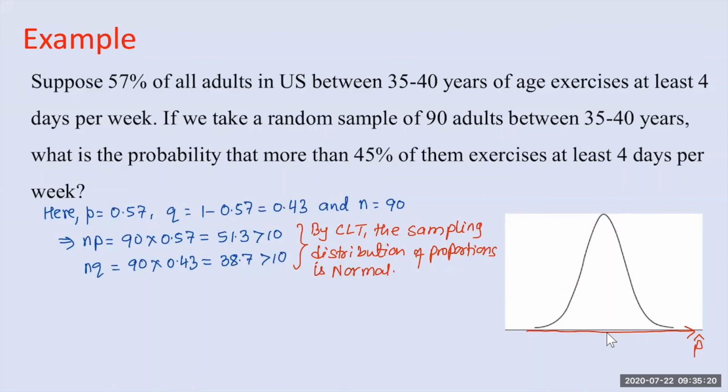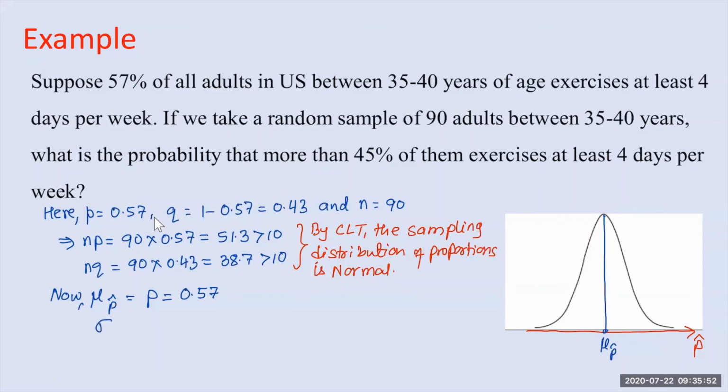So first, let's find the mean, which is right here in the middle. That is your mean. We write mean like that. So the mean, which is written as mu sub p hat, is equal to the population proportion. If you look at the formula, mean will be equal to the population proportion. Population proportion is 0.57. So this is 0.57. That's your mean in the middle.